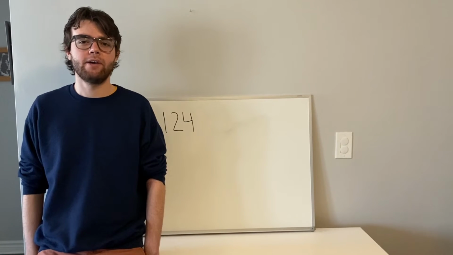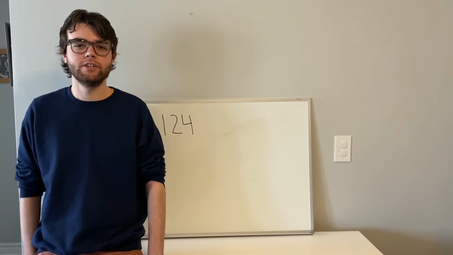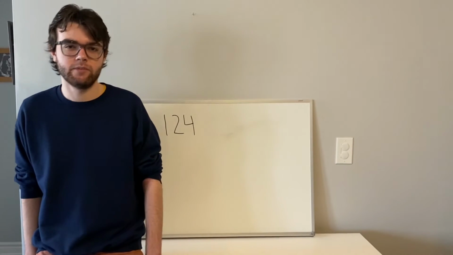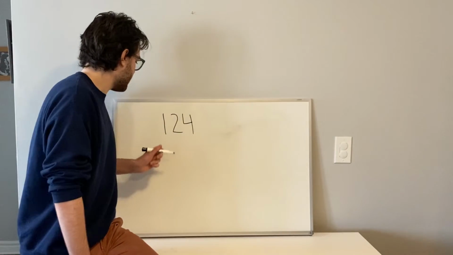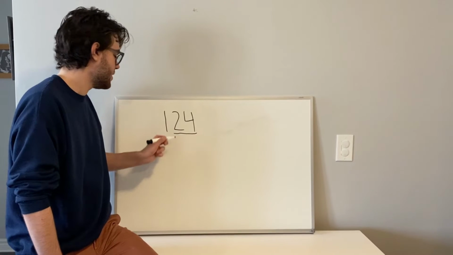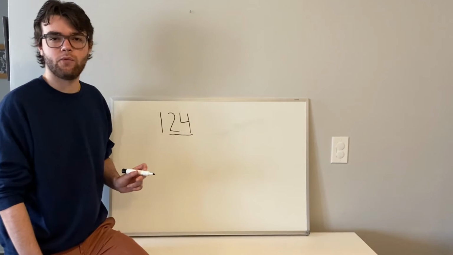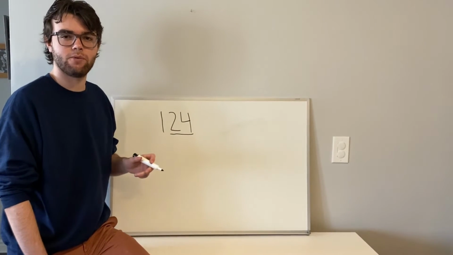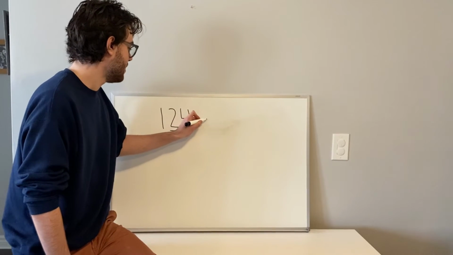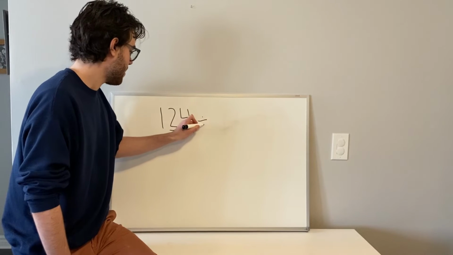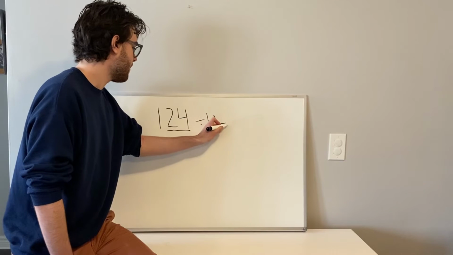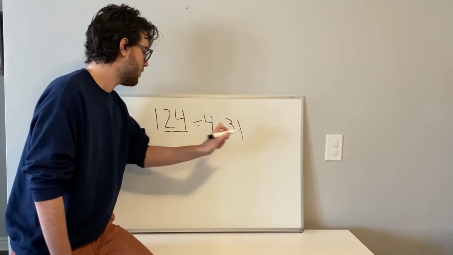Next up is dividing by 4. If the last two digits of a number are divisible by 4, then the entire number is also divisible by 4. So let's take a look at the number 124. The last two digits make the number 24. And we know that 24 is divisible by 4, since 24 equals 4 times 6. So that means that 124 is also divisible by 4. And in fact, 124 divided by 4 equals 31.